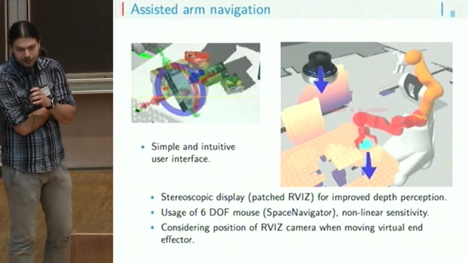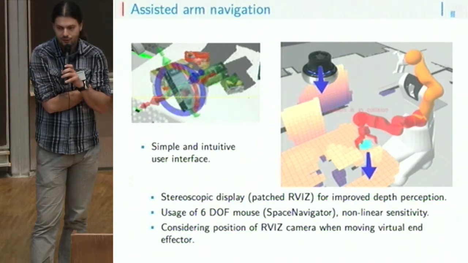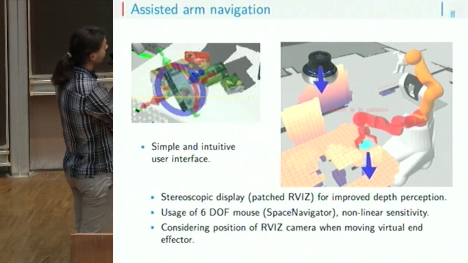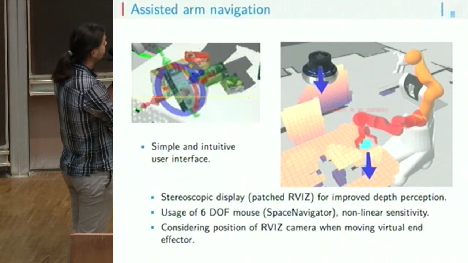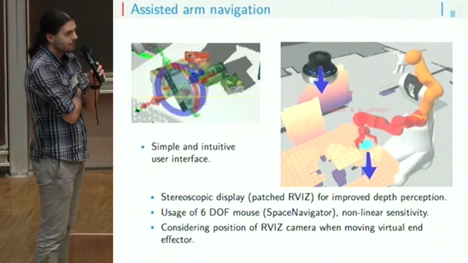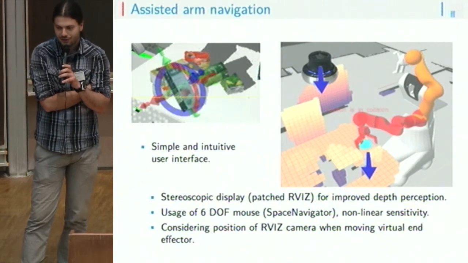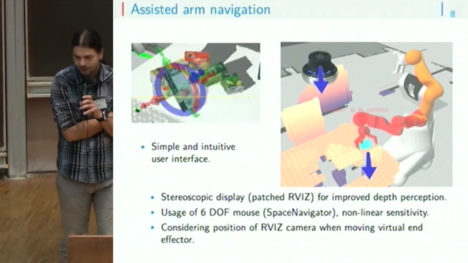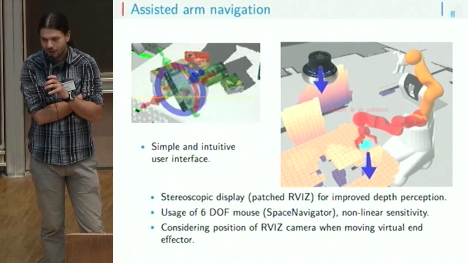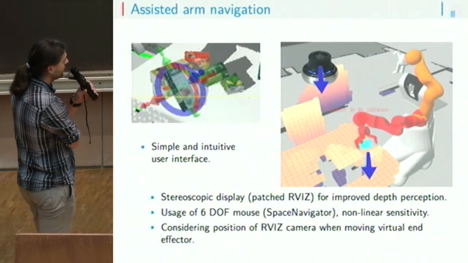As I said, it is designed to be simple, easy to use and intuitive. For better depth perception, we have patched RViz, so now we have a stereoscopic display, and another cool feature is the usage of the 6D mouse, a space navigator, which can be used to set the goal position of the arm.